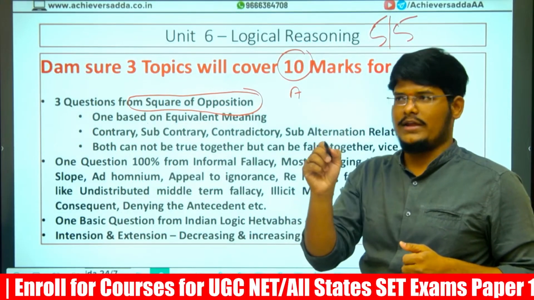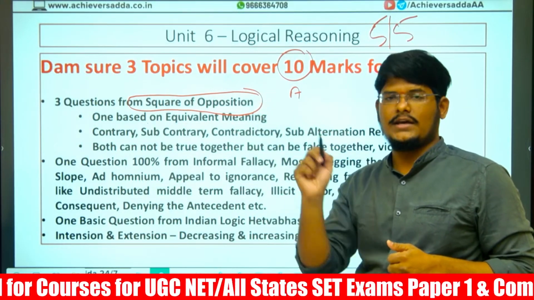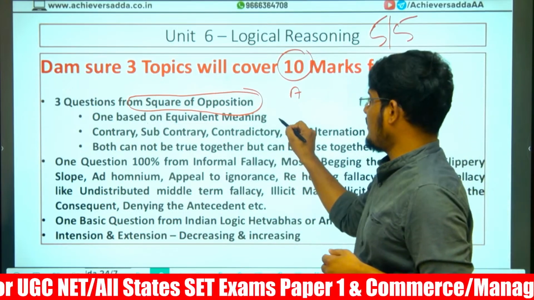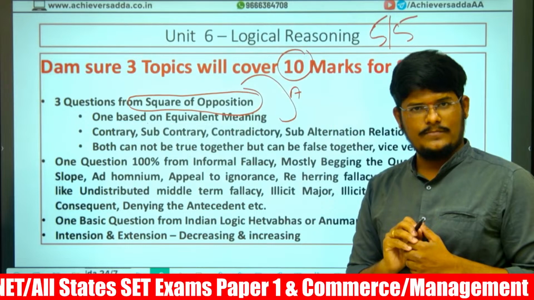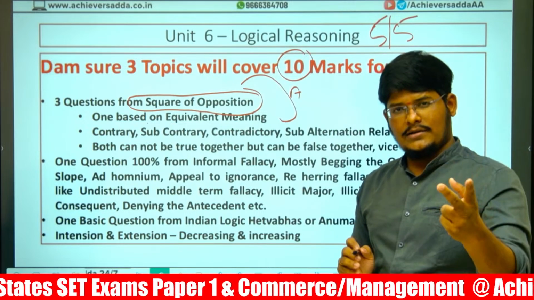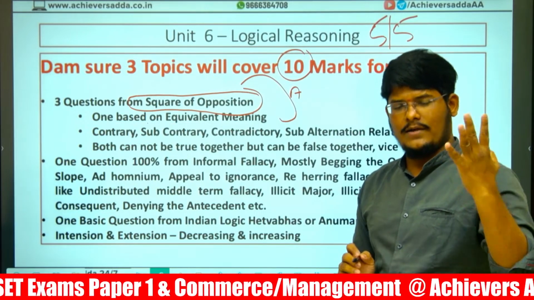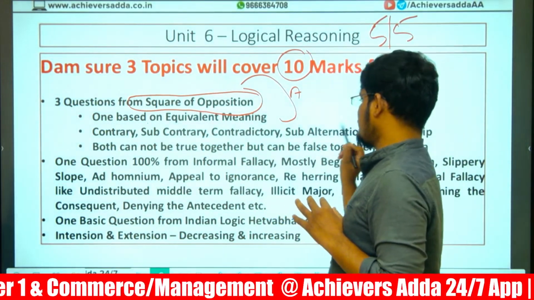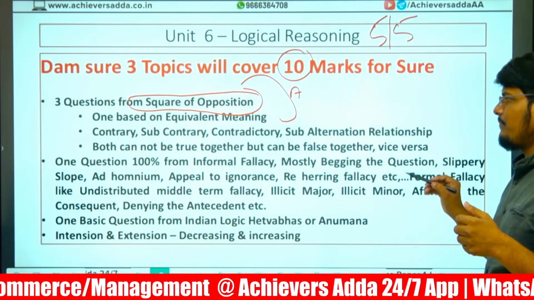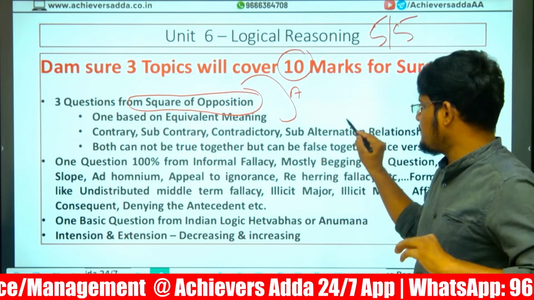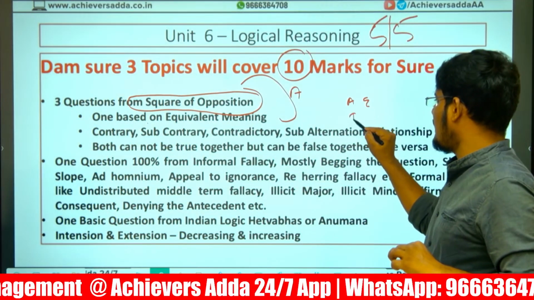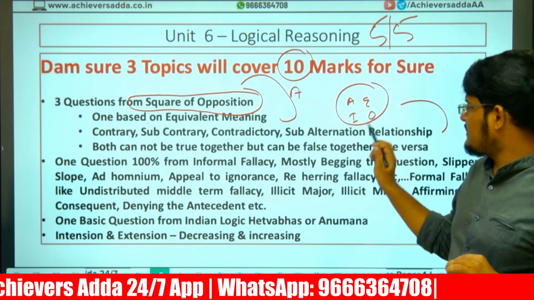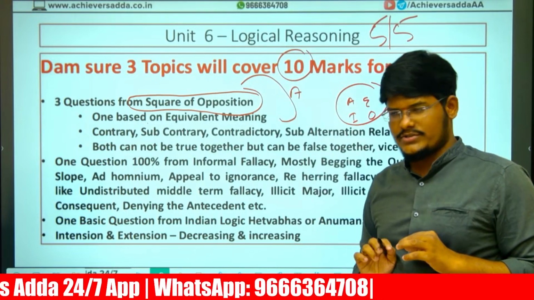Options 1, 2, 3, 4, 5. 1 and 2 are equivalent, 2 and 3 are equivalent, 3 and 4 are equivalent, 1, 2, 3 are equivalent. So equivalence will come from the square of opposition. Contrary, subcontrary, subalternation, contradictory. These are the 4 relationships in A, E, I, O. So that will be one question. The equivalent meaning is one question.